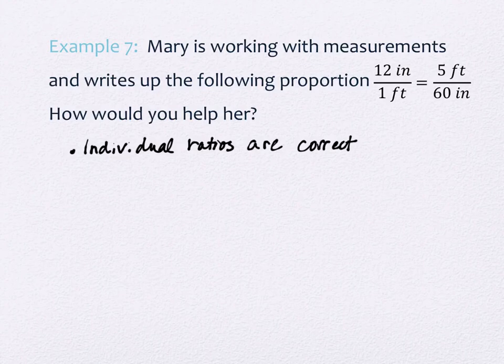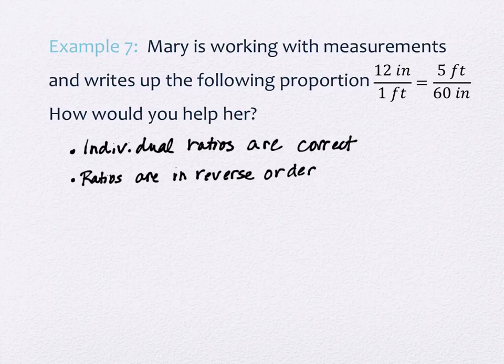Right. So on the left-hand side, I'm comparing inches on top to feet on bottom. But on the right-hand side, I'm comparing feet on top to inches on bottom. So the ratios are in reverse order, or location, or one's flipped upside down from the other one. I don't care what language you use. It doesn't really matter a whole lot. But she has them set up so that they're not comparable.